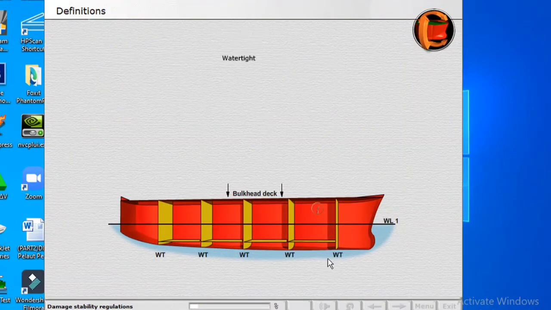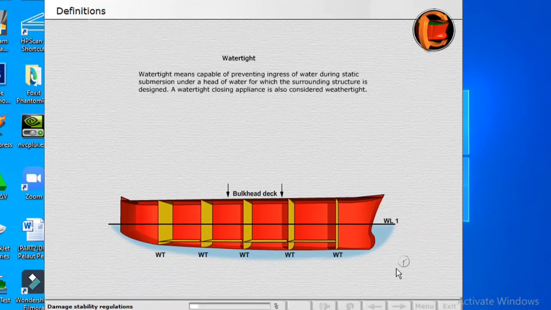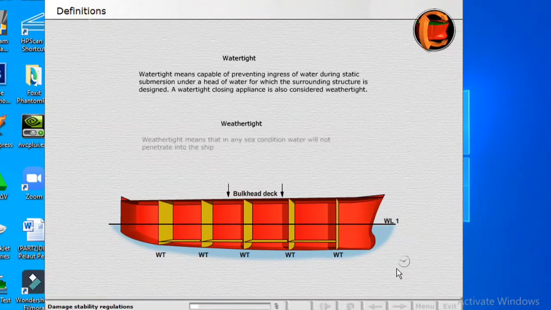Watertight. Watertight means capable of preventing ingress of water during static submersion under a head of water for which the surrounding structure is designed. A watertight closing appliance is also considered weathertight. Weathertight. Weathertight means that in any sea condition, water will not penetrate into the ship.